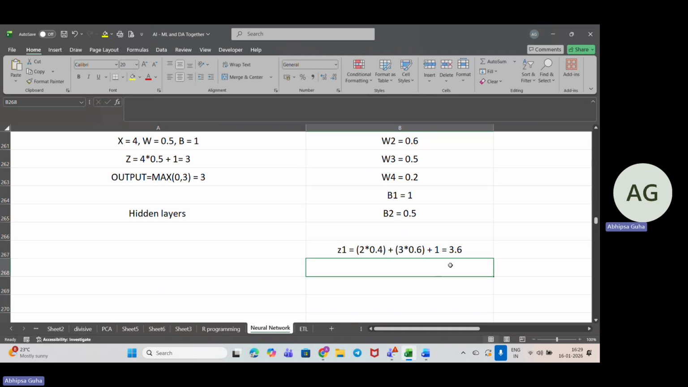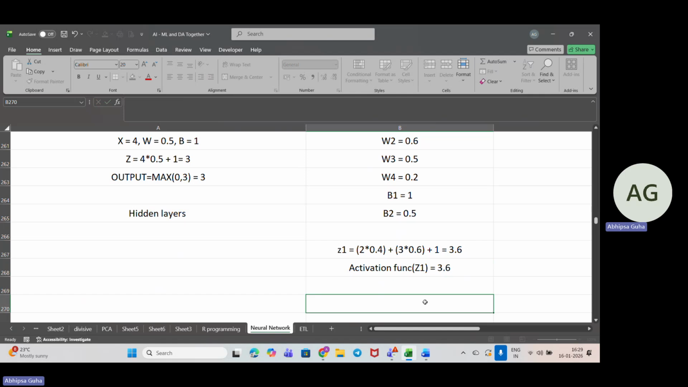Now this is the output for this, and now we have to apply the activation function. Activation function for Z1 that we are doing. So we are getting here 3.6, which is a positive number, so we'll get that only, because we are using the ReLU activation function.